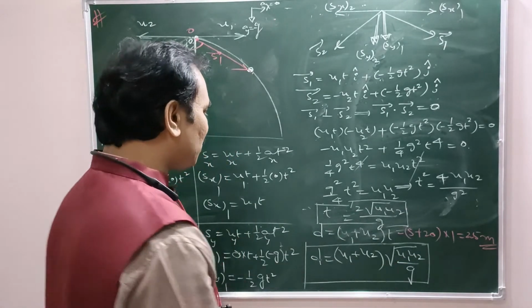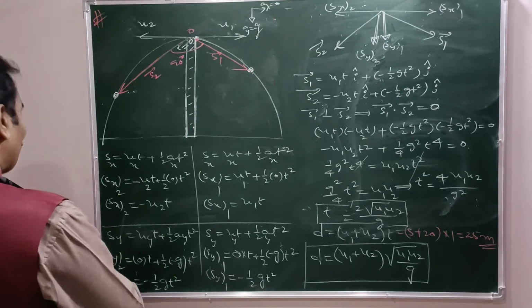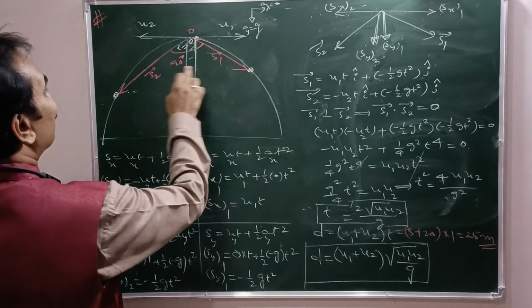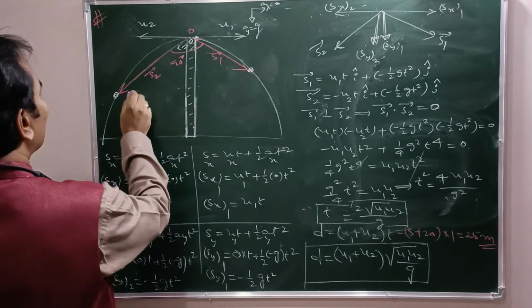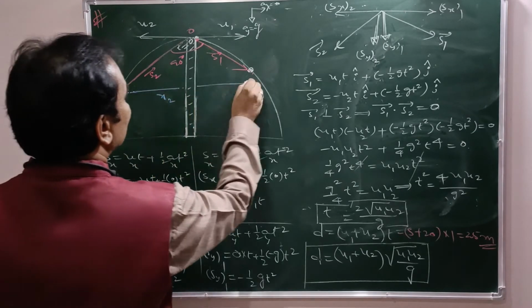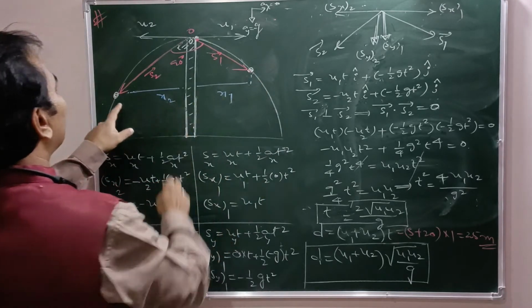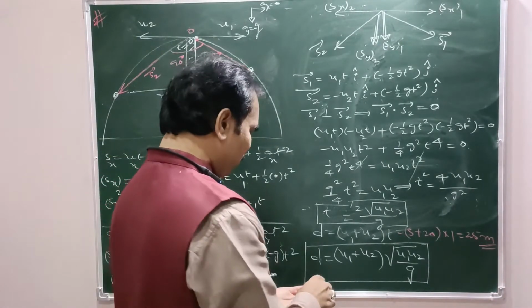Now what is the separation between the projectiles when their displacement vectors are perpendicular? See, this is x2, this is x1. So what is the separation? x1 plus x2, that is d. So d equals x1 plus x2.